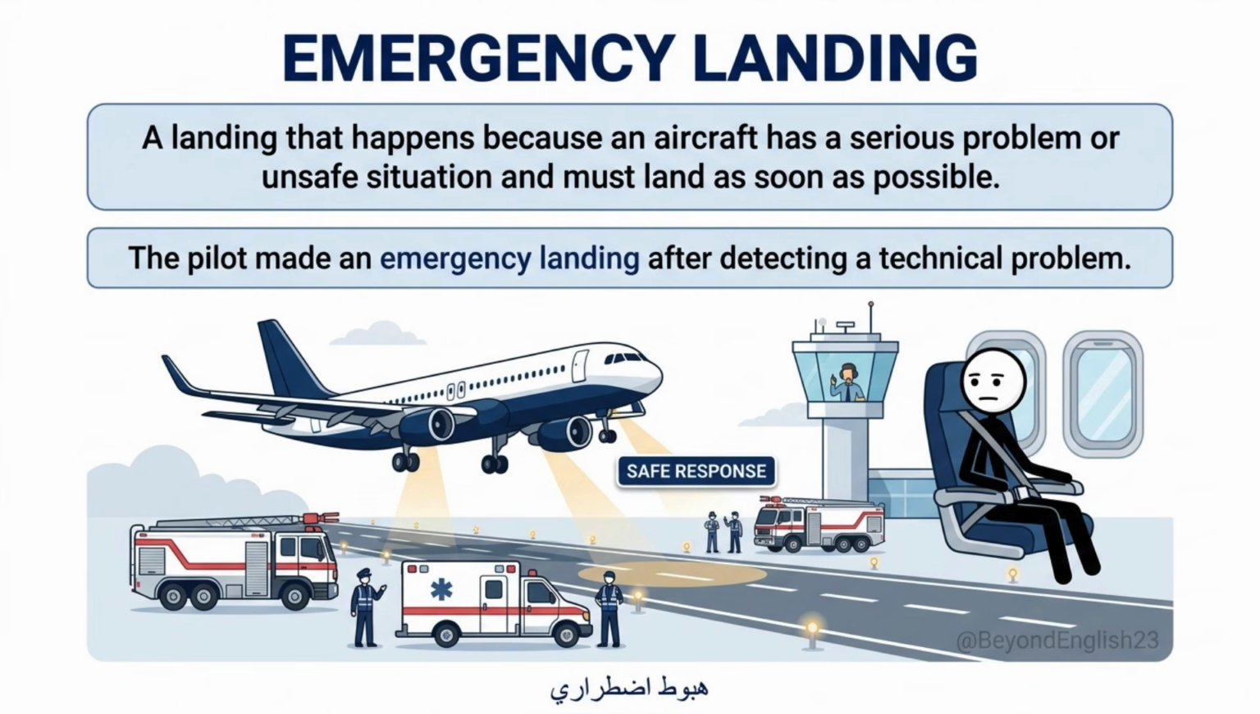15. Emergency landing. An emergency landing is a landing made as soon as possible, because the airplane has a serious problem or an unsafe situation. Unlike a normal landing, it happens unexpectedly to keep passengers and crew safe. Example, the pilot made an emergency landing after detecting a technical problem.